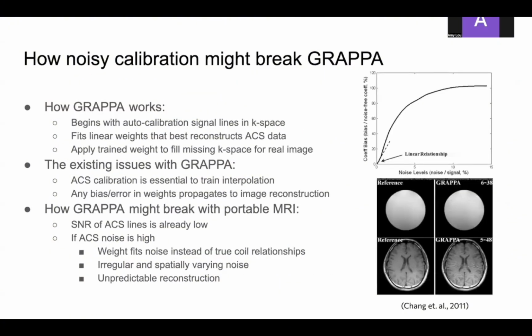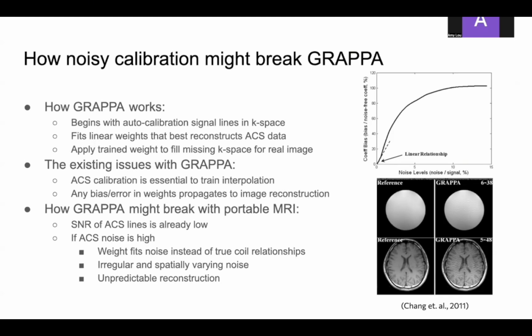On the other hand, GRAPPA avoids explicit inversion by learning interpolation weights from ACS lines. However, the entire method depends on ACS calibration being accurate. On the top right plot, you see as the noise increases, the coefficient bias deviates from an ideal linear relationship. This means that as noise grows, the true signal has less and less influence on the fitted weights. Eventually, the weighting stops reflecting real coil relationships at all, which is a very bad sign for reconstruction stability.